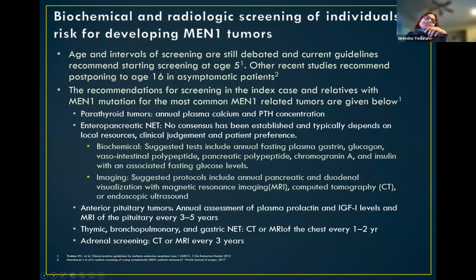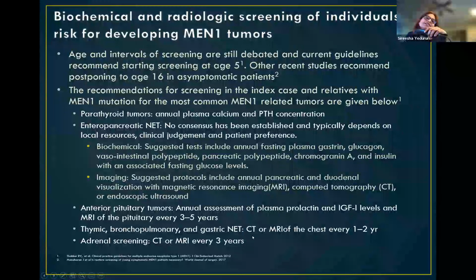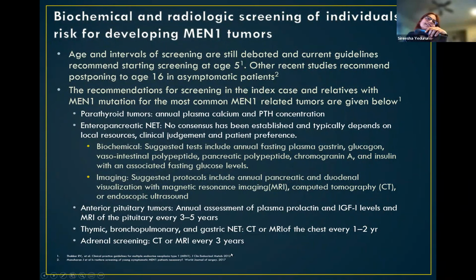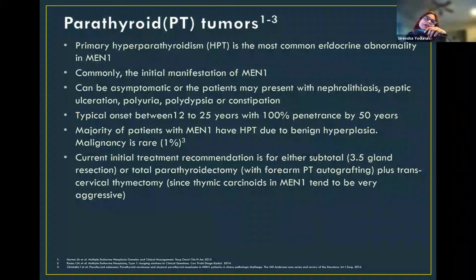And then for pituitary tumors, it's annual assessment of prolactin and IGF levels, and imaging every 3 to 5 years. For thymic, bronchopulmonary, and gastric neuroendocrine tumors, CT or MRI of the chest every 1 to 2 years. Adrenal screening is CT or MRI every 3 years. But it's all evolving. I don't know how much of this is practiced also. So these are the guidelines that were recommended.